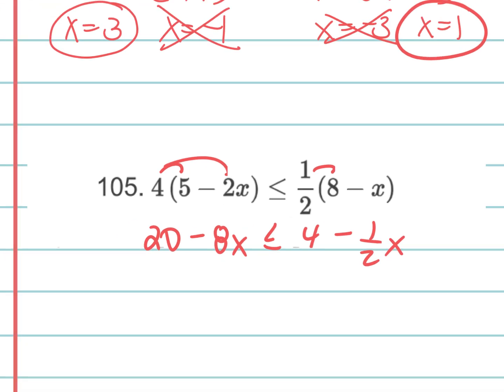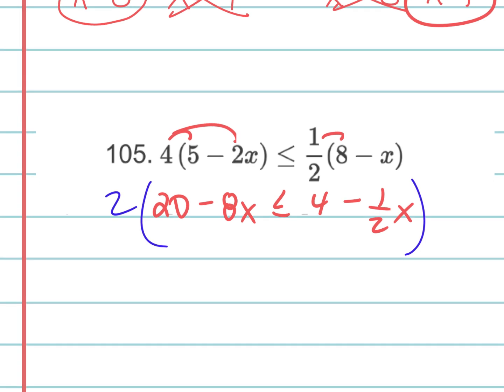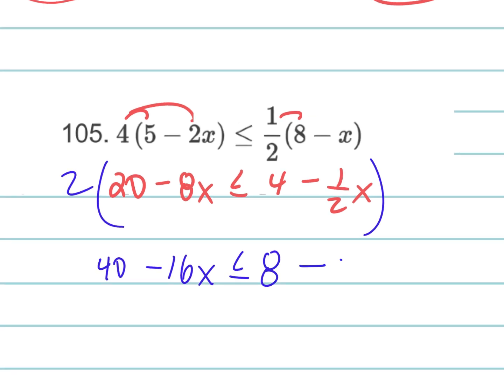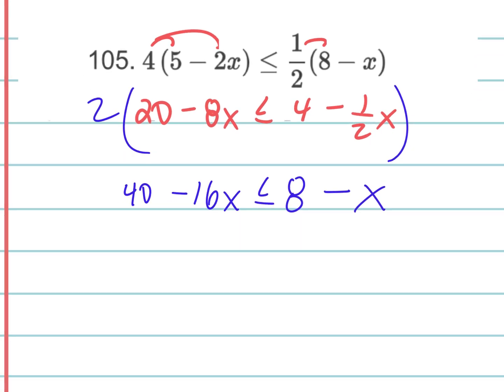Now I see I do have a denominator, so I'm going to get rid of it. I'm going to multiply everything by 2. So 2 times 20 is 40. Minus 2 times 8 is 16x, less than or equal to 2 times 4 is 8. And then this is where my denominator will cancel, so minus x. Now we're just going to move letters to one side and numbers to the other. So I'm going to go ahead and add x to both sides and subtract 40.